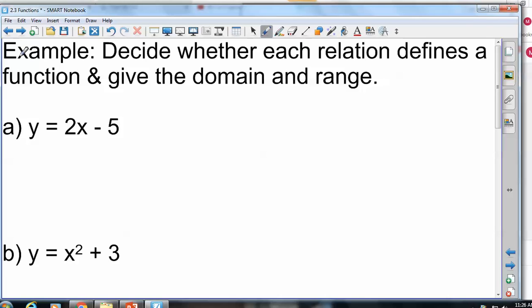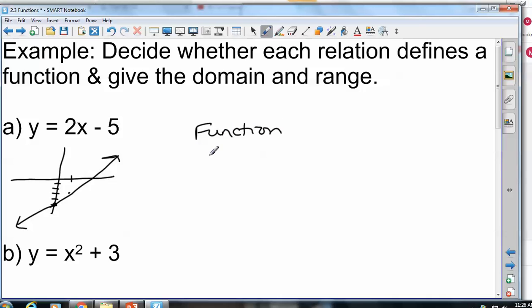It's a line with a y-intercept of -5 and a slope of 2. I am not going to tell Mrs. Keller how much you guys hesitated on that, because I know you graphed a lot of lines back in Algebra 1. So does that one pass the vertical line test? Yes, so that is a function.